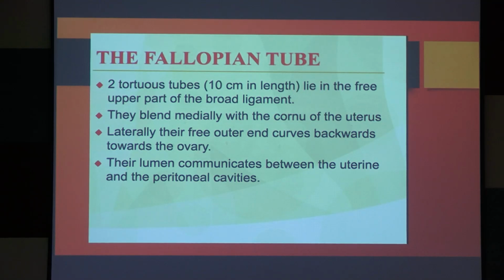Fallopian tube, that is very important, is 10 centimeter in length. 1 centimeter is within the body of the uterus or cornu, 1 centimeter in the infundibulum, 4 centimeter is the ampulla, and 2 to 3 centimeter is the isthmus. They blend medially with the cornu, laterally they are free and cup backwards towards the ovary. Their lumen communicates between the uterine and the peritoneal cavities. That is the fallopian tube.